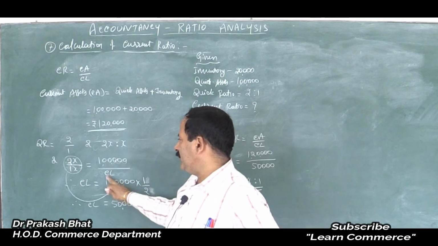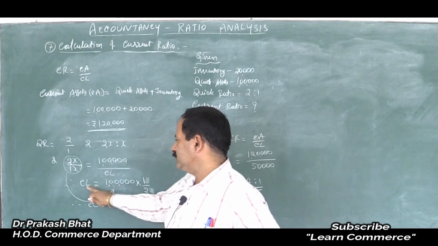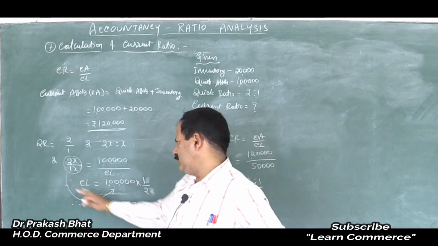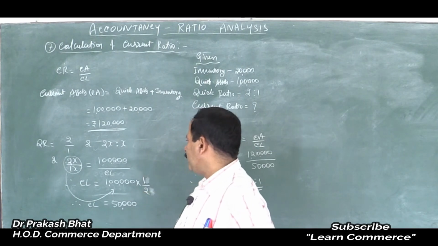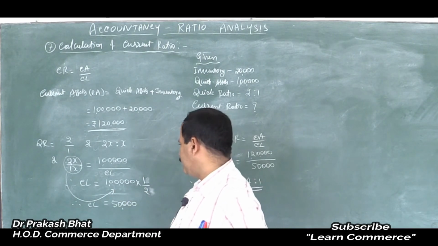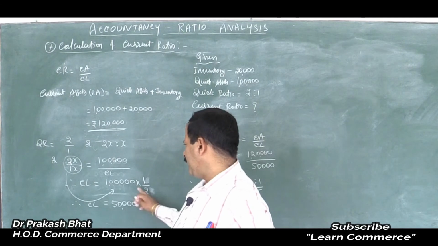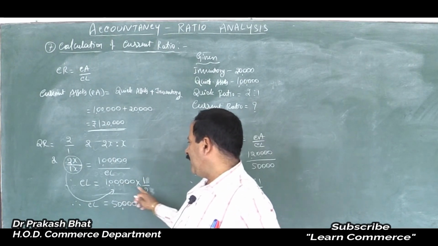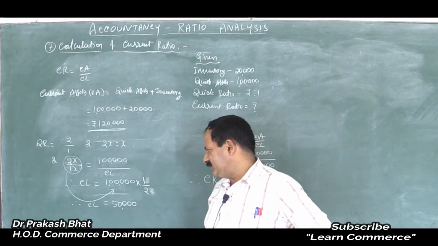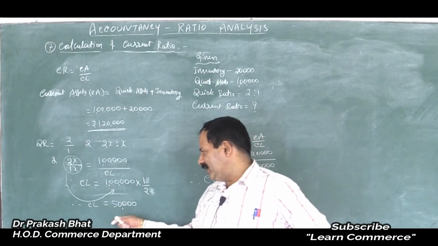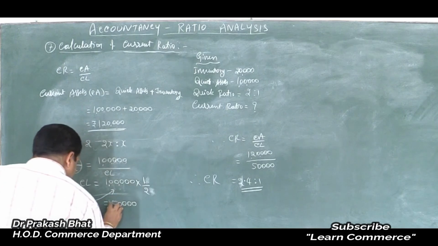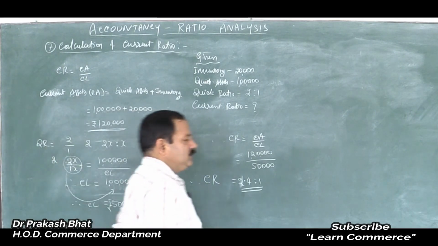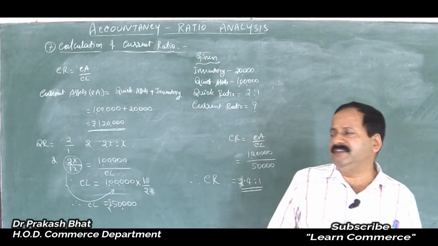Current assets divided by current liabilities. So I took this 2 by 1 to this side, it becomes 1 by 2, it gets multiplied, and when you simplify this, 1 lakh divided by 2 is equal to 50,000. You will get current liabilities as rupees 50,000, right? Now you have current assets with you, current liabilities with you.